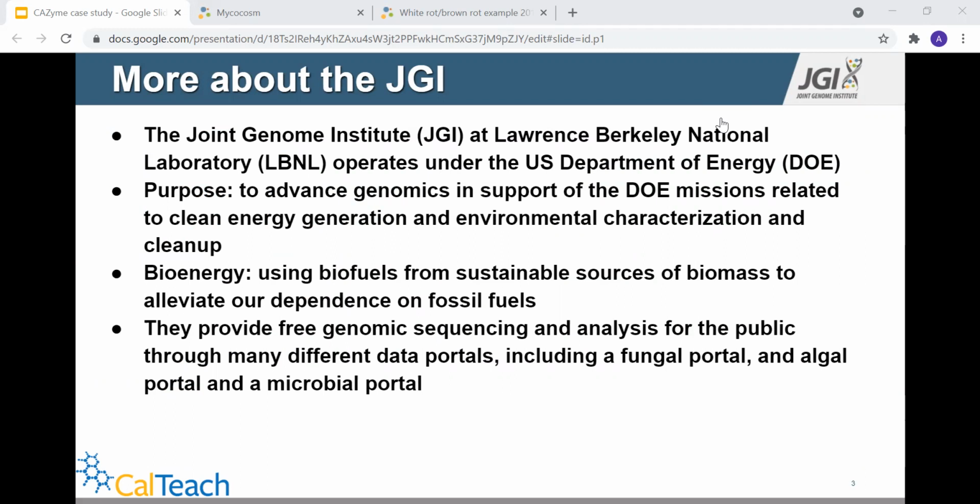So the DOE focuses a lot on bioenergy, but what is bioenergy? Bioenergy is a way to use biofuels from sustainable sources of biomass to alleviate our dependence on fossil fuels. Today, we'll be exploring one way fungi can help us access plant biomass to eventually use for bioenergy.